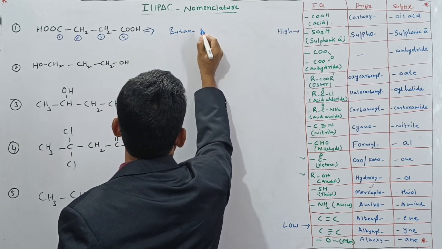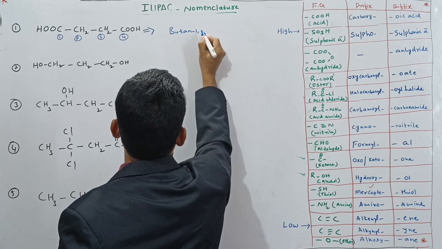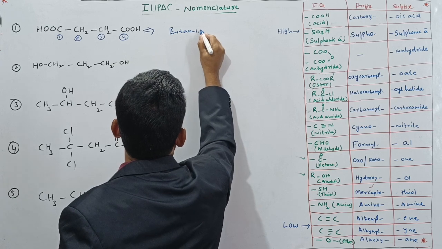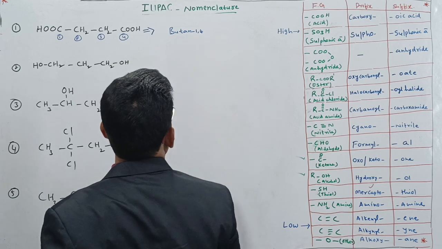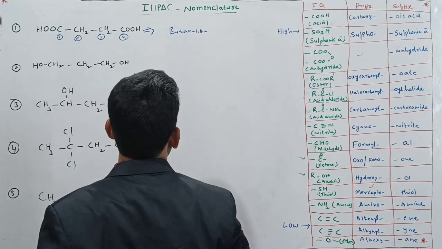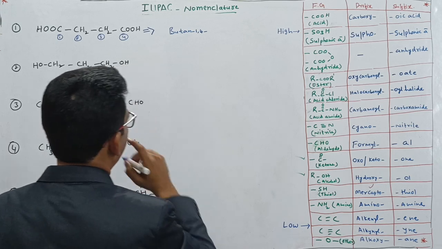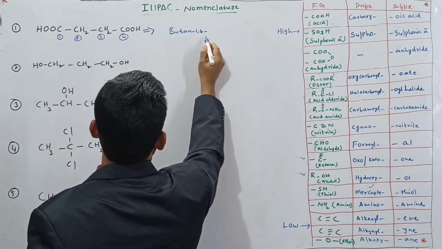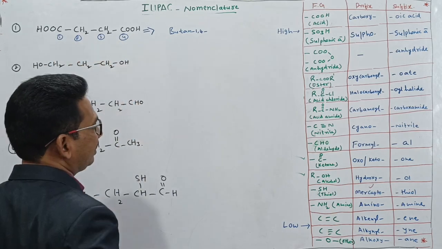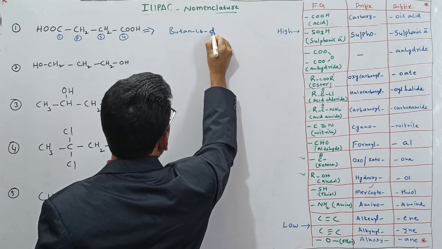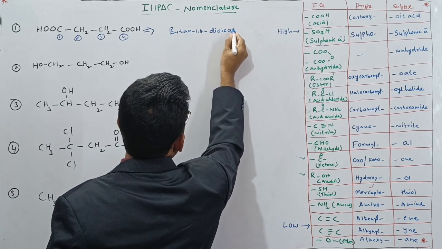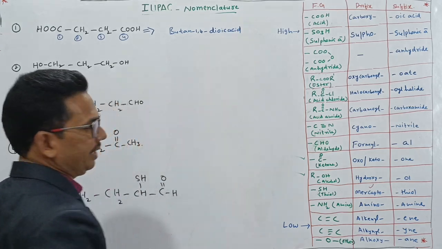See, always a hyphen will be there between the number and the letter. Here I can see 1 and 4. I am putting a comma here, because between the numbers we have to give a comma. Then a hyphen between the word and the number. Hyphen should be there. Butane. How many oic acids are there? 2 oic acids are there. That's why 2 means we have to mention dioic acid. See, very simple.